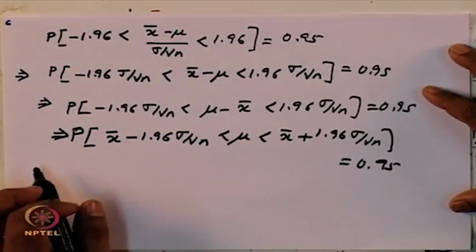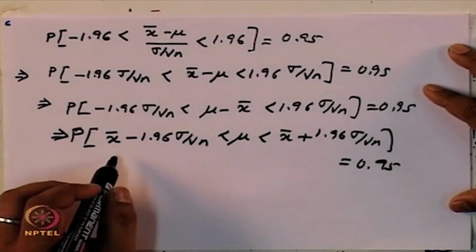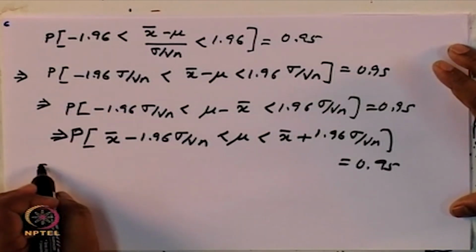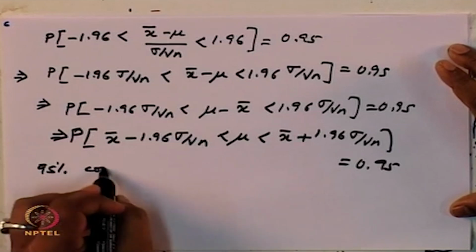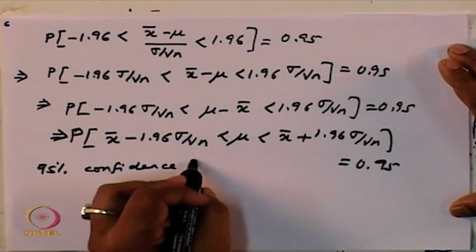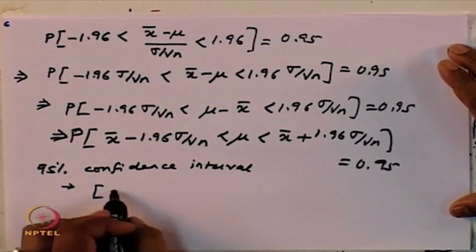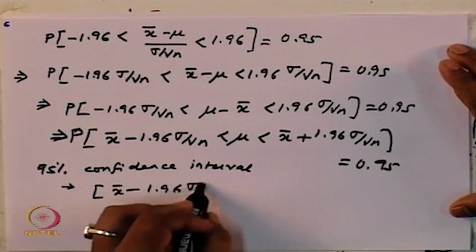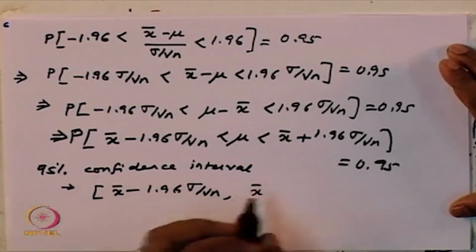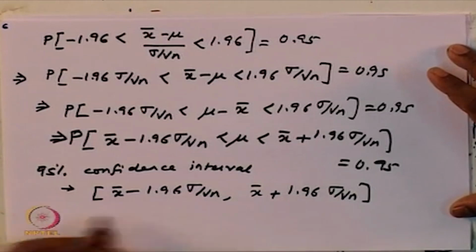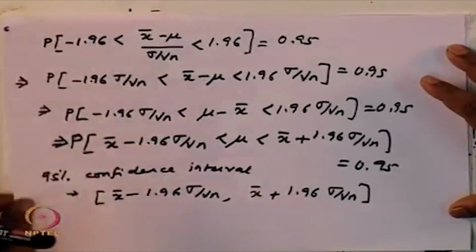with probability 0.95. So, in other words, the 95% confidence interval is the range given by x bar minus 1.96 sigma by root n to x bar plus 1.96 sigma by root n. This is called the 95% confidence interval. So, let us take up an example. Let us do an example.